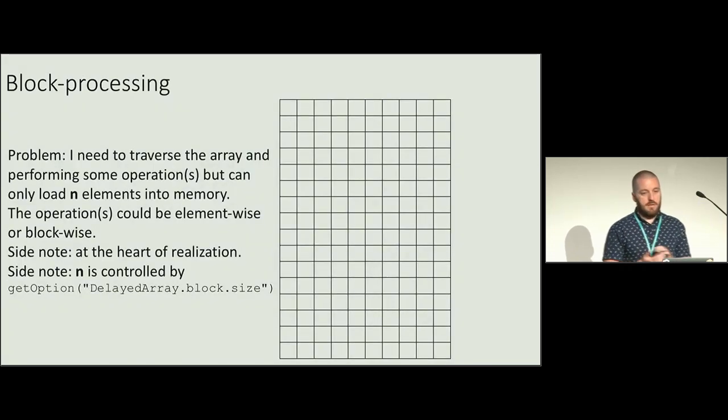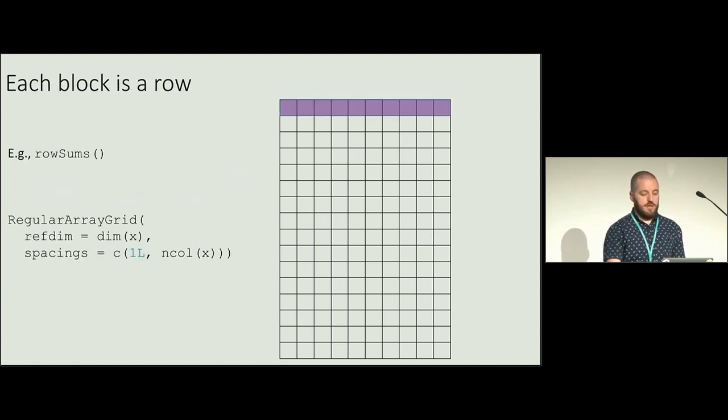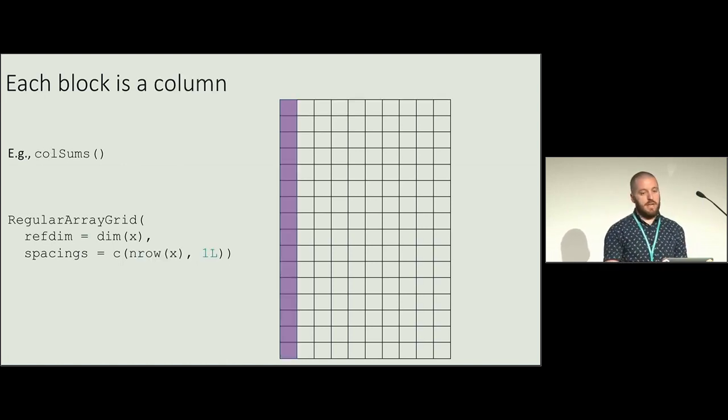Block processing is the other main thing I want to get across, and that's like the issue of I have this large array and I need to traverse it to do some computations. These could be element-wise or block-wise operations. So for instance, we might want to go across the rows to compute the row sums. So we construct an array grid, which I've got the little code there for how you would do it in this particular example, and that will take rows of this object and step through. You might need columns.